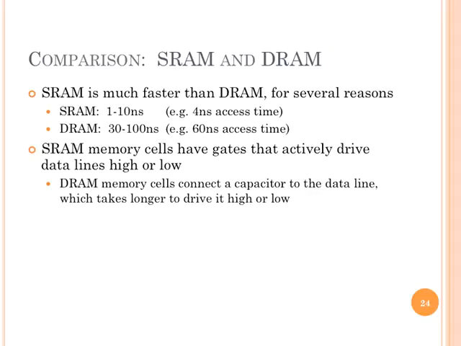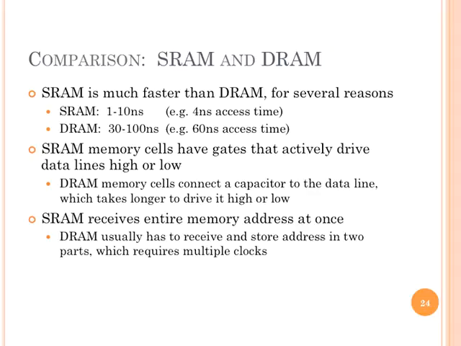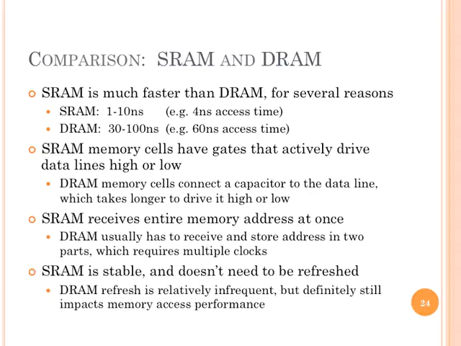So yeah, SRAM memory cells actively drive their data lines high or low, and in DRAM, you have that whole thing where the capacitor sort of bleeds its charge out, and then the amplifier has to detect what that is, and then we have to latch the result and so forth. So there are a lot more steps that have to occur in DRAM, which makes it slow. SRAM gets the address all at once, whereas DRAM gets it in 2 parts, and SRAM doesn't have any refresh costs.